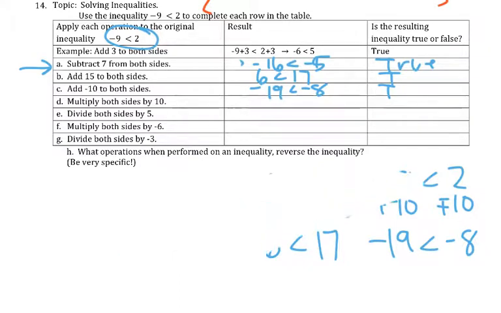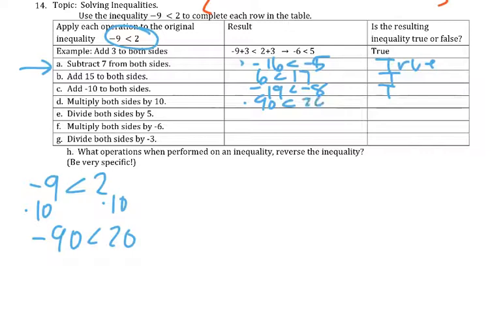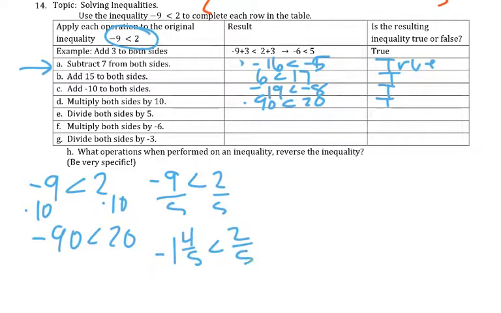Alright, clear the bottom here for the next set. Okay, multiply both sides by 10. -9 is less than 2. Times by 10, times by 10. -90 is less than 20. Is that true? -90 is less than 20. That is true. Divide both sides by 5. -9 and 2. Divide by 5. -9 divided by 5 would be what? -1 4/5 and 2/5 positive.